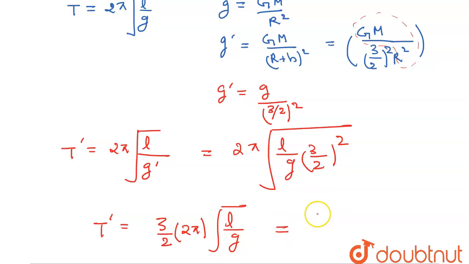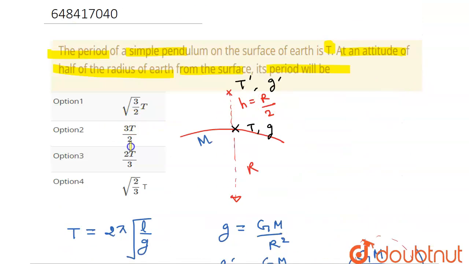That is nothing but, 2 and 2 will get cancelled, 3 pi times root over L over g. Now if we see carefully, this expression is equal to T. So T dash will be equal to 3 by 2 times T. Okay, so this will be our answer. T dash is equal to 3 by 2 times T. That is option 2. This is our final answer.